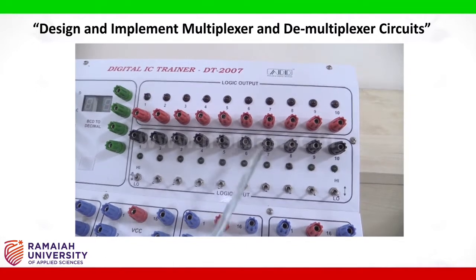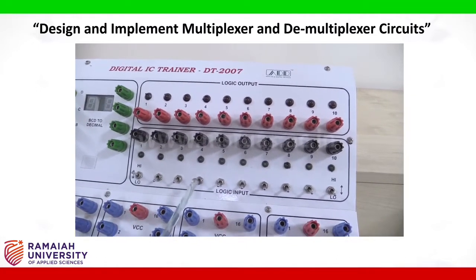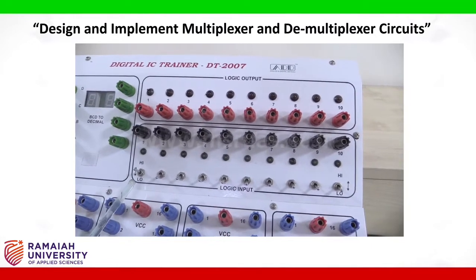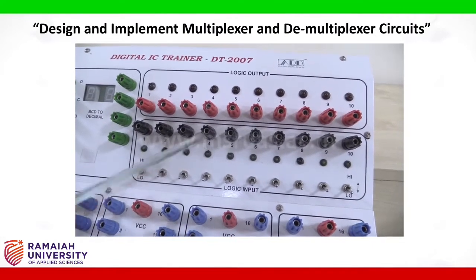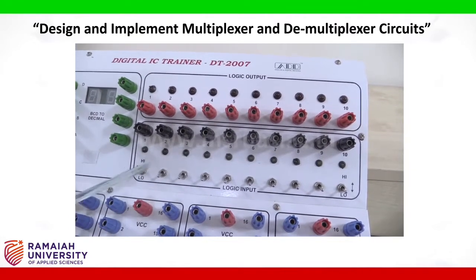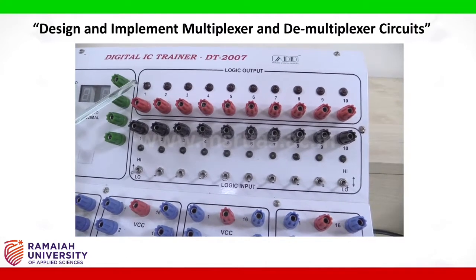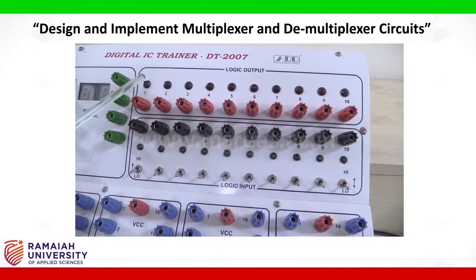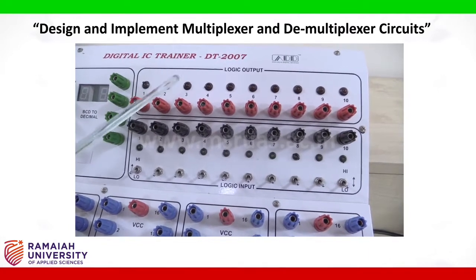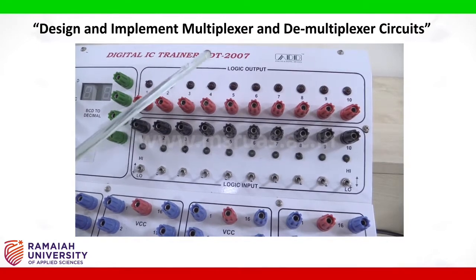Here we are going to connect the inputs, and inputs can be varied by varying the toggle switches which are present here. If you keep the toggle switch in the top position, that means the input is high, and if you keep it in the low position, that means the input is low. Output can be verified by looking at the LEDs. If the LED is on, that means that particular output is high. If the LED is off, that means the particular output is low.